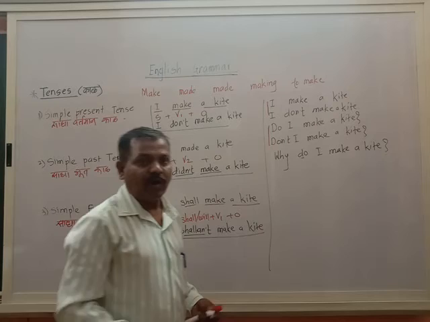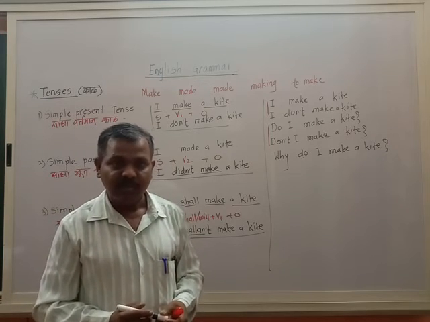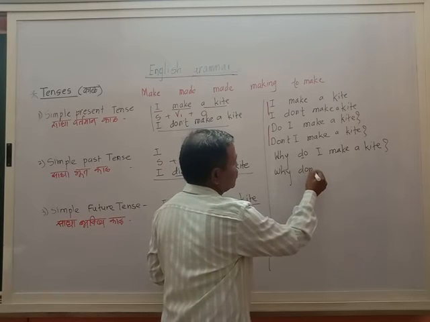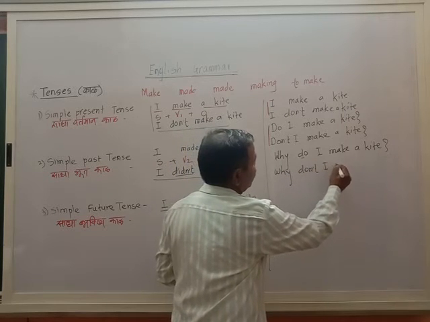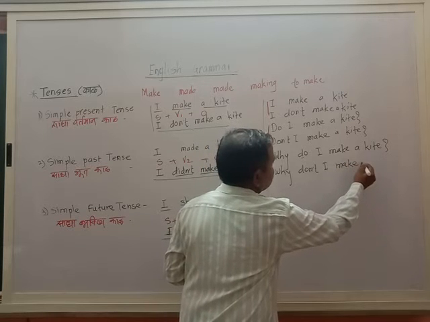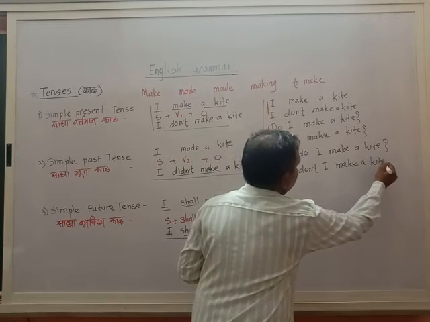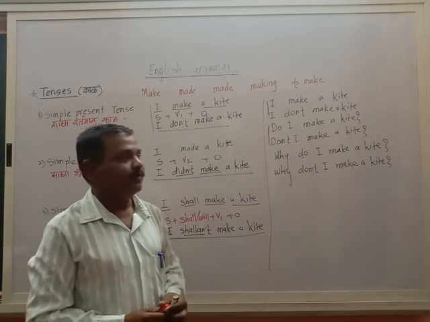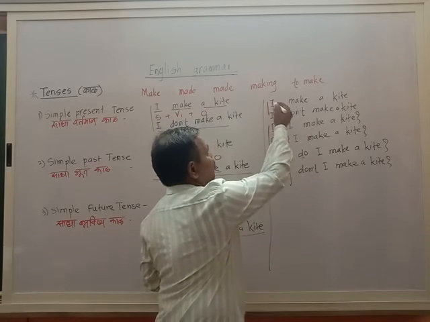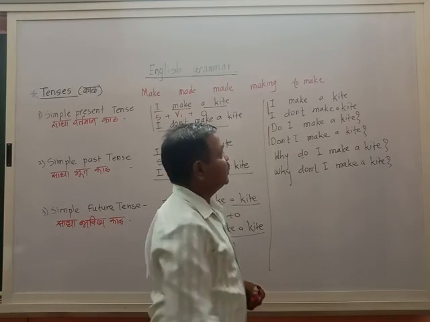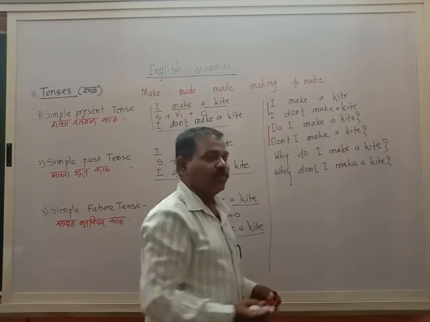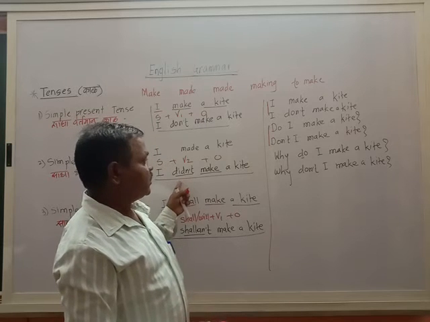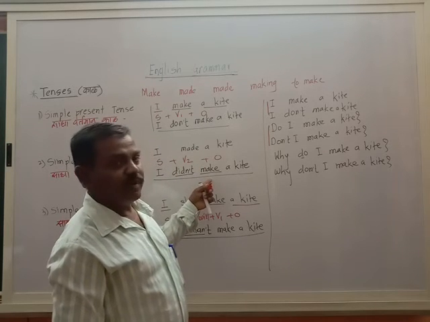This is an informative question. Why do you have to give a big answer? The same addition is there. Why don't I make a kite? What are the changes there? See, step by step you have to go. Plain sentence: subject plus verb plus object. For the negation we use don't, doesn't in the present tense and didn't in the past tense, and we remove the past tense of the main verb.